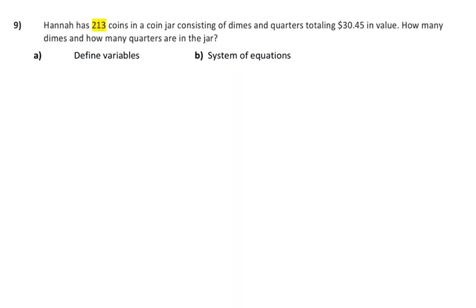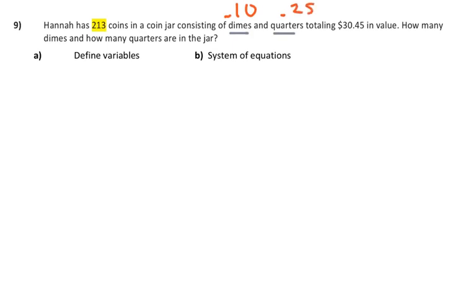Okay, last question. Hannah has 213 coins in a coin jar consisting of dimes and quarters. So this is similar to a question that we've seen before. So dimes and quarters, what do you know about dimes and quarters? I know that dimes are 10 cents, and we write that as 0.10, and quarters are 25 cents.